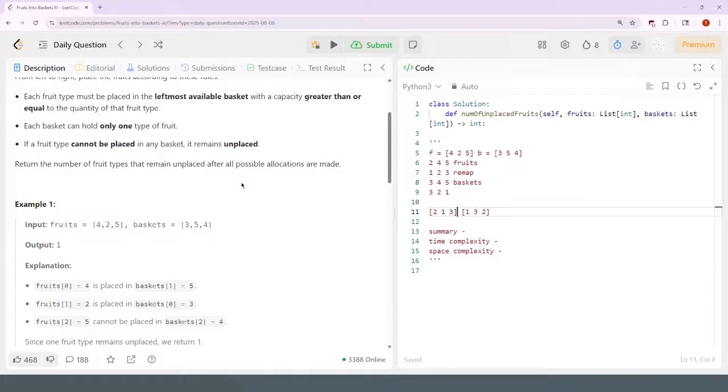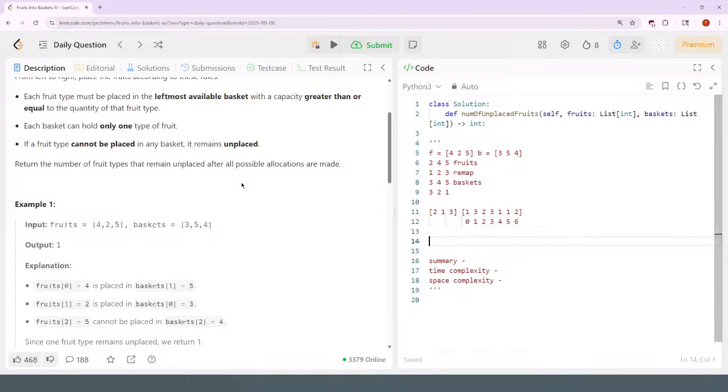So let's say my basket sizes were like 1, 3, 2, 3, 1, 1, 2. And let's say those indices were 0, 1, 2, 3, 4, 5, 6. So 1 or more, 2 or more, 3 or more. So the first 3 or more is going to be at 1. The first 2 or more is going to be, the first 2 is at 2. So it's going to be at 1.